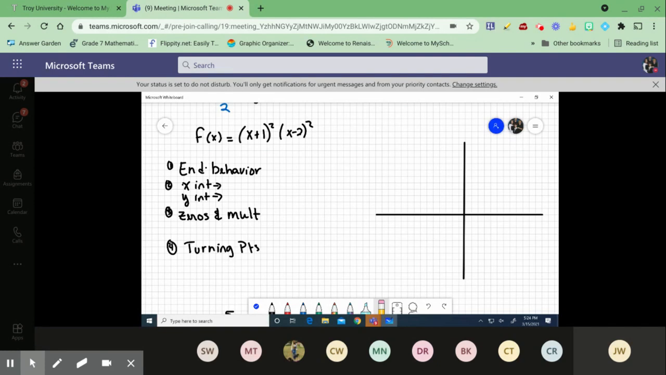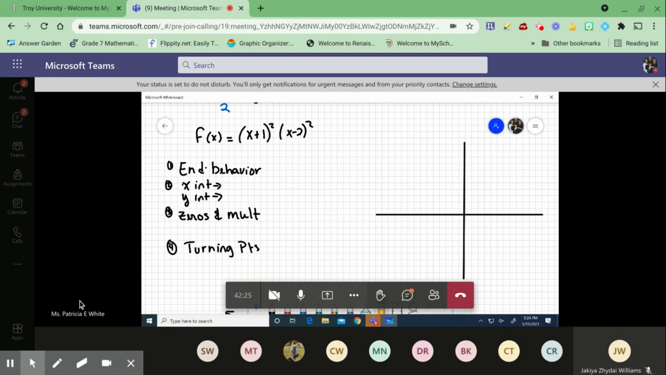Any questions at home? How do you do the multiplicity part? So you're looking at these exponents on the outside of each term. If they're even, then you're going to touch. If they're odd, that's telling you you're going to cross. So you'll touch the x-axis at an even, you'll cross the x-axis at an odd. Does that make sense?